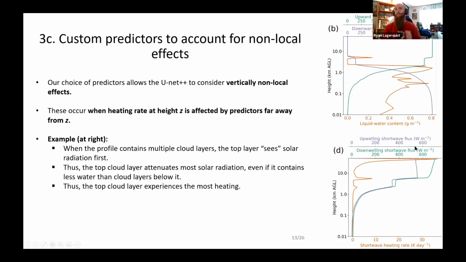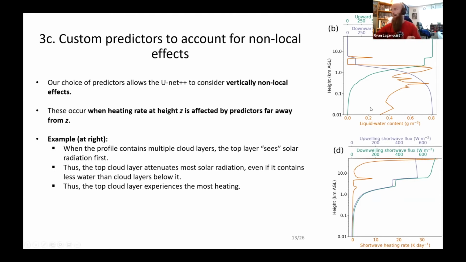And finally, the third thing we do to make the model knowledge guided is we use custom predictors to account for non-local effects. Non-local effects occur when the heating rate at a given height Z is affected by predictors far away from height Z. I've given this example here.